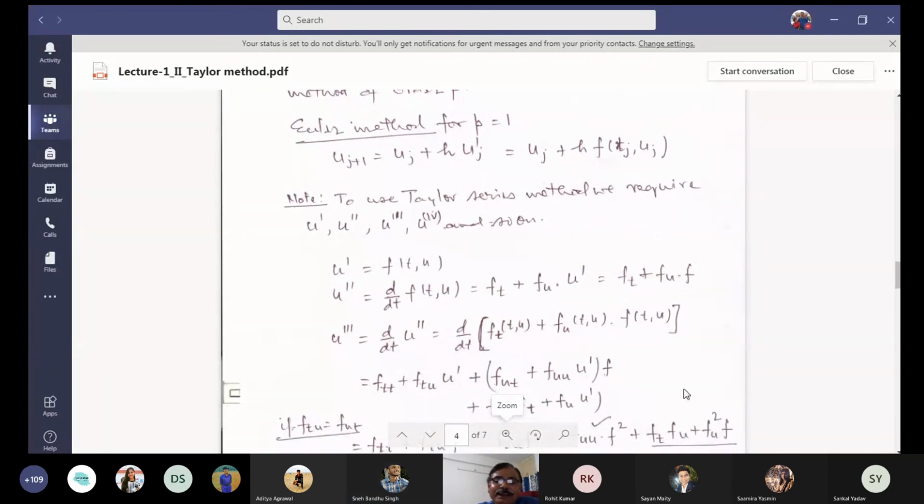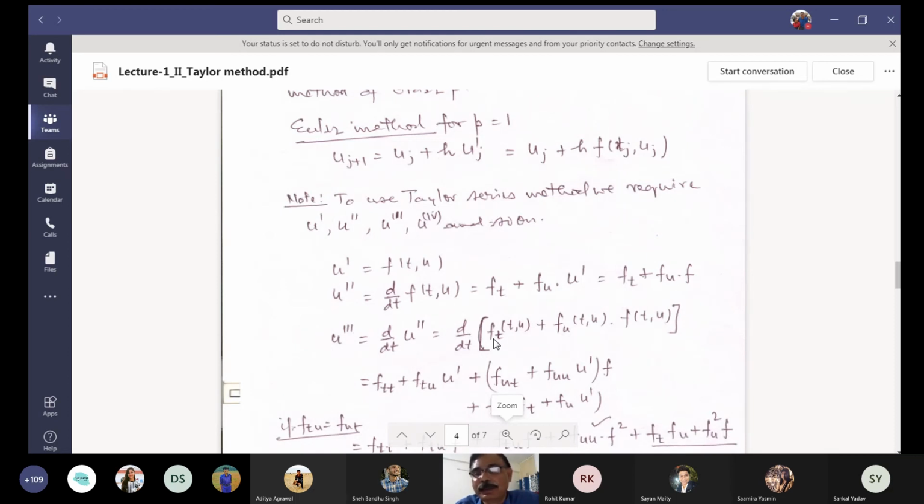So what will that be? d by dt of u prime will be del f by del t plus del f by del u times du by dt, since u is a function of t, and that is written as u prime. So this is f_t plus f_u u prime. Since the differential equation is given as u prime equal to f, this will be f_t plus f_u into f. Then to find the next derivative, u triple prime, you again have to apply the chain rule. So do it yourself.